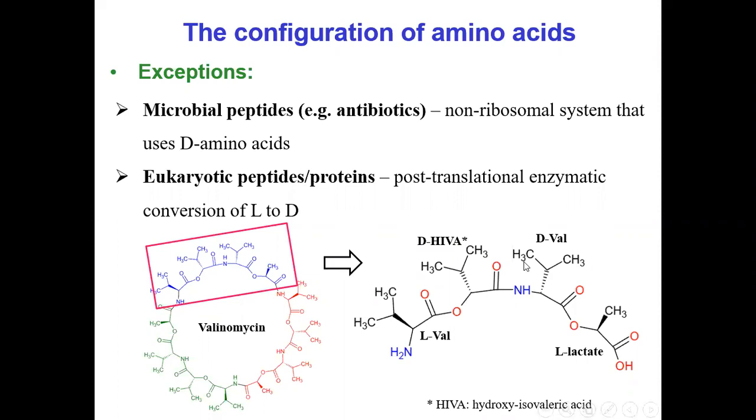We can find amino acids with the D configuration in certain proteins and peptides, and we can find them in two instances. In prokaryotes like bacteria, we can find them in certain peptides, particularly in antibiotics. And we have an example here of the antibiotic valinomycin, which has a unit that repeats itself 3 times. When we focus on this unit, we can see that it contains 2 valine amino acids. One of them has the L configuration, which is the normal one, but the other one has the D configuration.